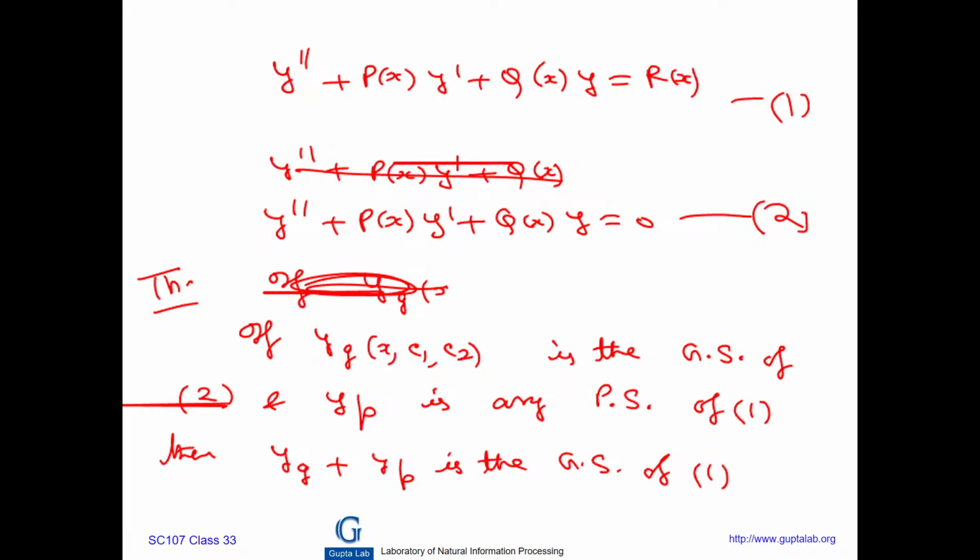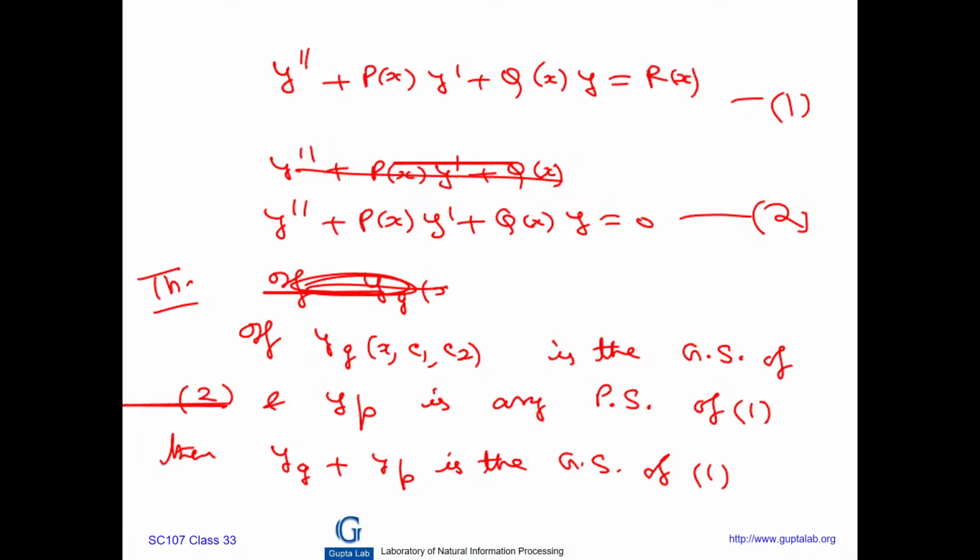Now we are focusing on this homogeneous equation, and I wanted to give you this fact that the number of constants in the homogeneous equation solution depends on the order. Here the order is 2, so there are 2 constants, right?